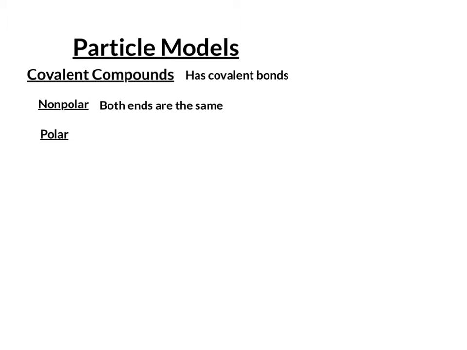Before we continue on, I'd like to remind you of how we model some of these particles. First, we're going to look at covalent compounds. When it's a covalent compound, that means they are linked together by a covalent bond. Covalent compounds can be nonpolar or polar. A nonpolar compound would have the two ends that are the same, so there'll be no polarity, and we'll model it like this, with two of the same colored ball.